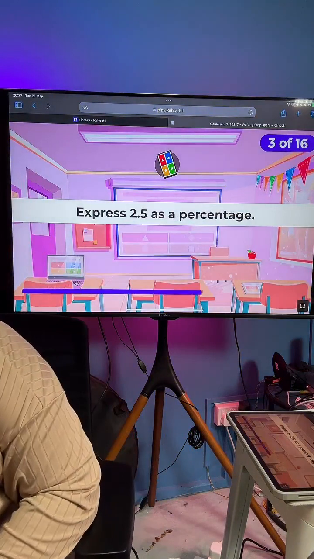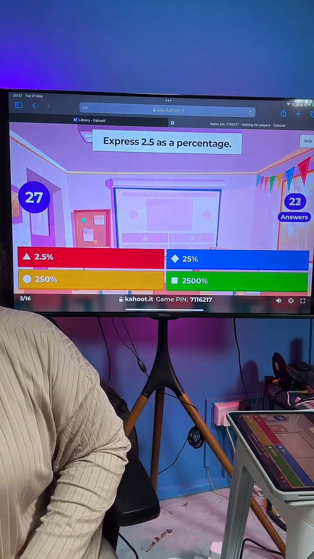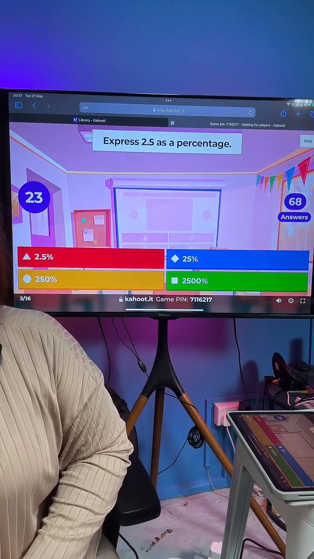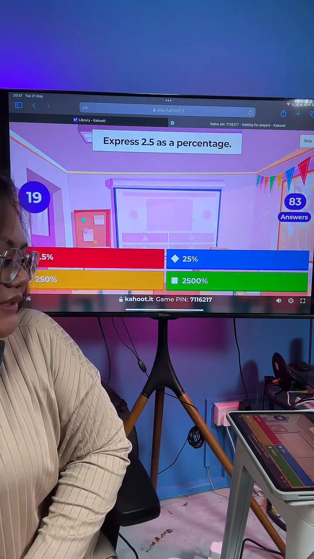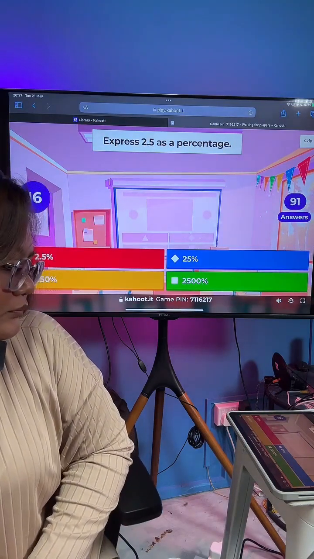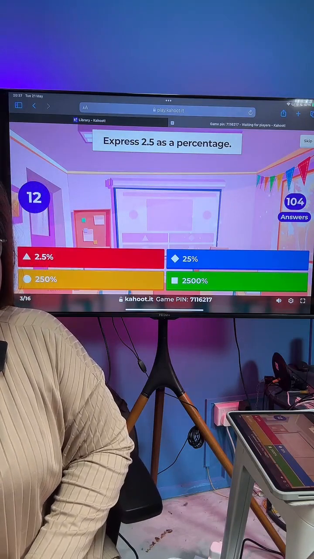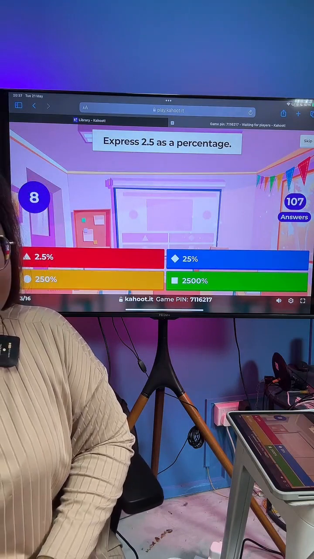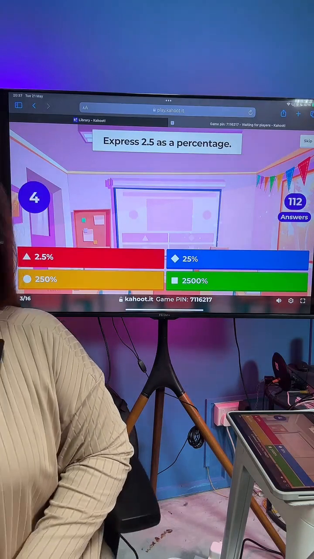Express 2.5 as a percentage. Very standard paper 1 question. 2.5 as a percentage. Let's try. 20 seconds left. Alright. Oh no, why did you click wrong? Try again, try again.